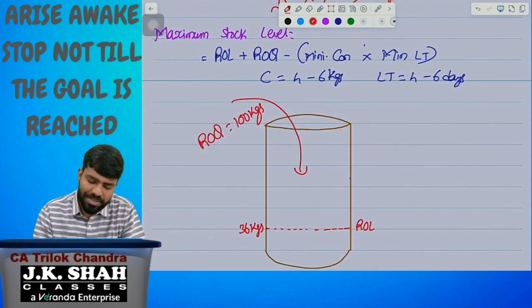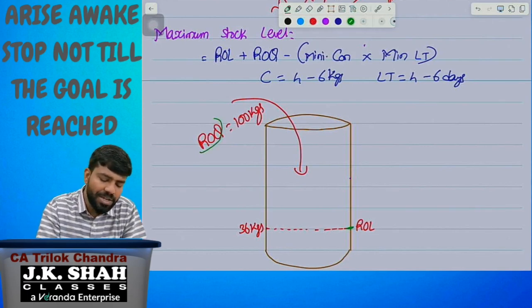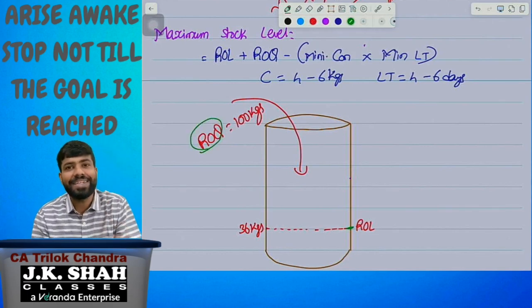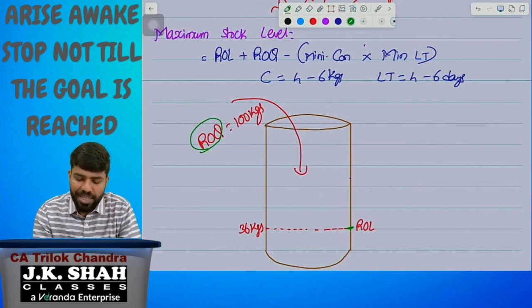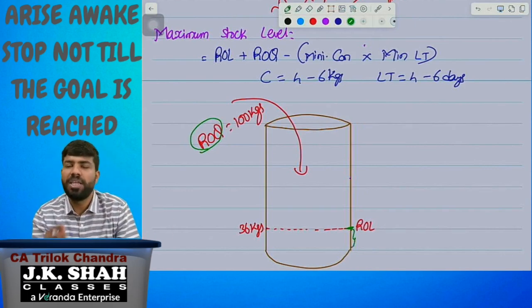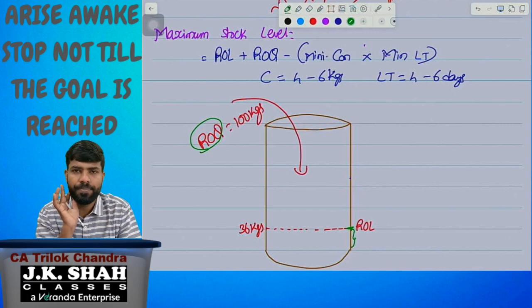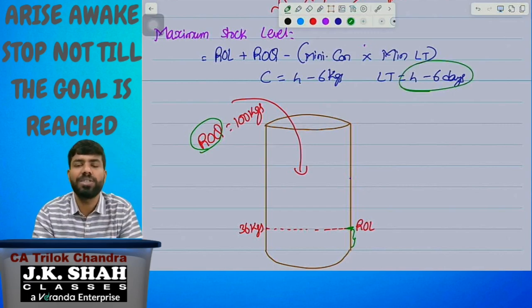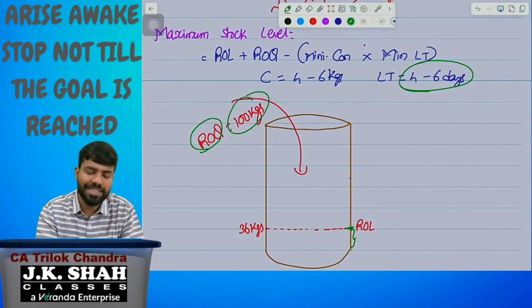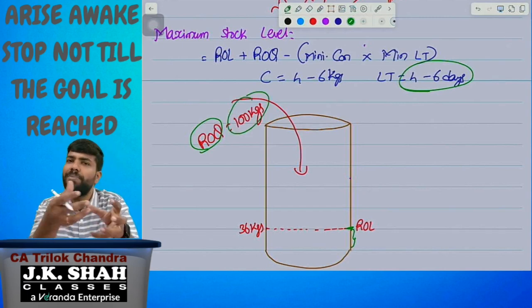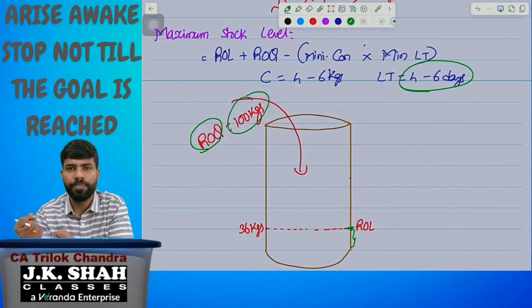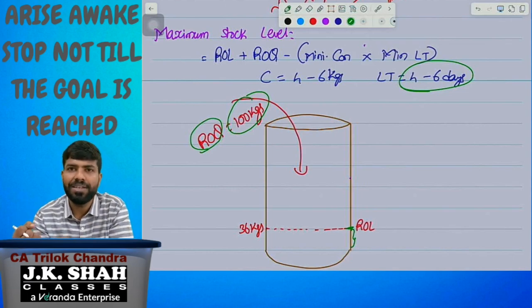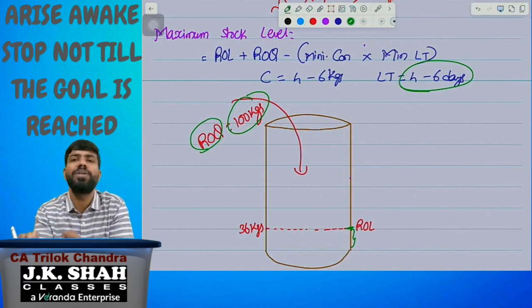Now, once the stock touches 36 kgs, we have placed the new order. By the time we receive 100 kgs, there will be some consumption, because it will take, according to our example, 4 to 6 days to get this 100 kgs. During those 4 to 6 days, there will be some consumption. Are you understanding? We are going to call it the consumption during order period.